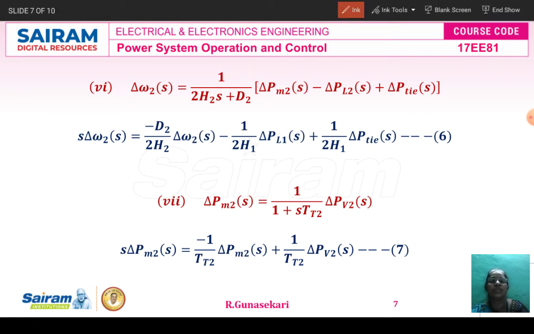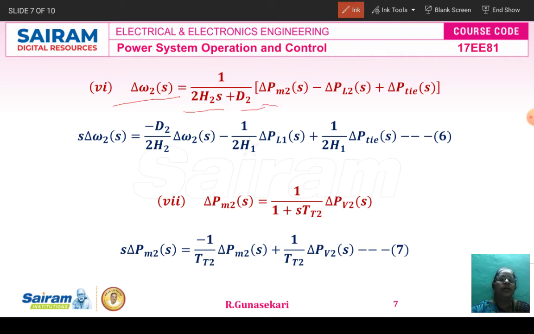The equation 6 is for Δω2 of s. This is the speed deviation for area 2. The same rules we followed for area 1 are applicable here. Similarly, we get Δω2 of s equal to 1 divided by 2H2s. This is the generator model of area 2. D2 is the load model of area 2. So 1 divided by (2H2s plus D2) is the power system transfer function block.